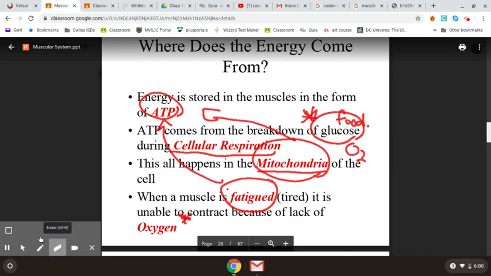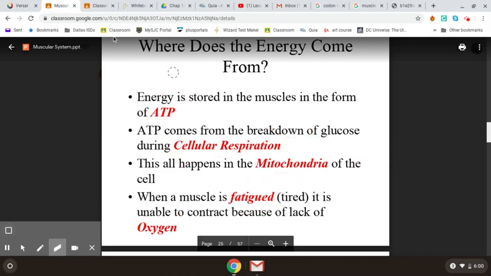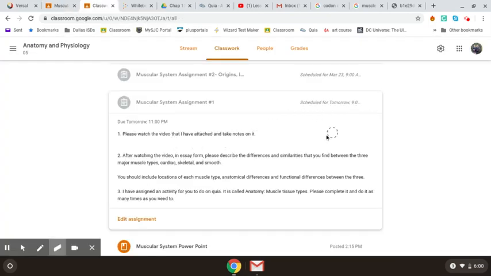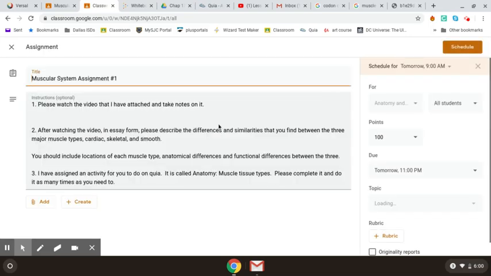So that is going to do it for today. Make sure you go back to your assignment. You look at what your assignment is. Here's your assignment. Okay, I can even click on edit so we can see what the assignment says. So there you go. Watch the video. We did that. After watching the video, write your essay. You should include locations of each of the different muscles, anatomical differences, and functional differences. And you have an activity to do on Kia. Please complete it, and you can do it as many times as you like.